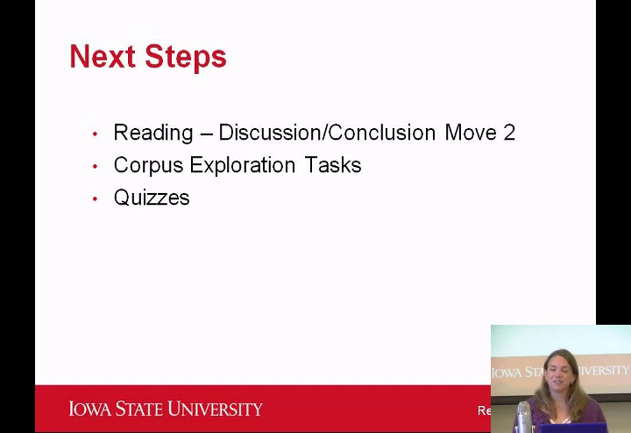The last thing for you to do here is to go look at the reading for this section and then to do your corpus exploration tasks. As we've been discussing with the discussion conclusion sections, how they look in your particular field can vary quite dramatically. So it's really important to take what we've discussed and what's in your reading and see how this works in your own field. And then there's a quiz. The quiz is to help you check your understanding, and then we'll get ready to look at moves 3 and moves 4.